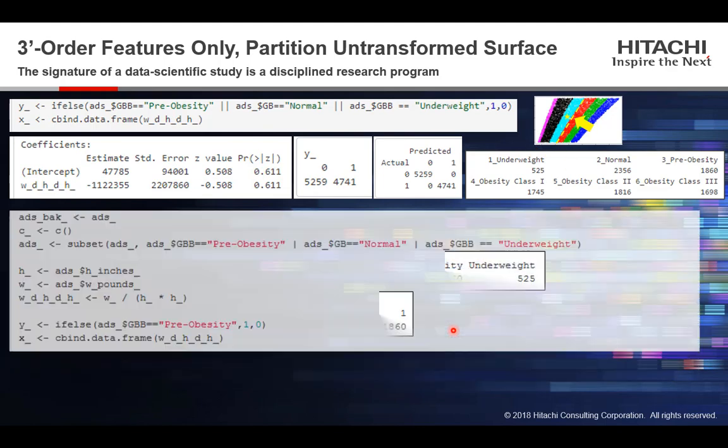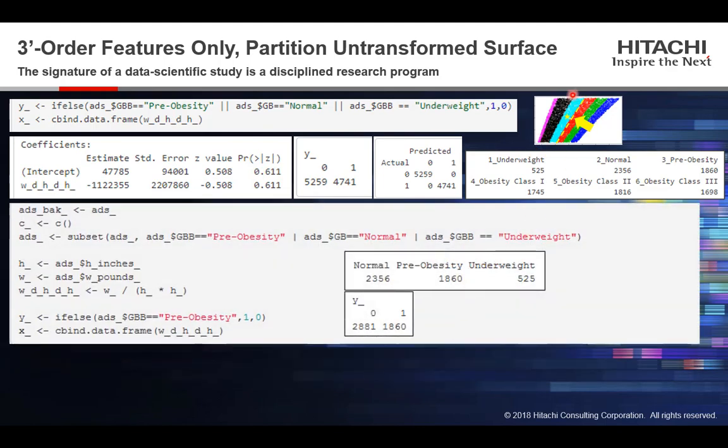Fantastic. Let's keep going. So I've got the left half, I've got this boundary drawn, so I've got to take a subset of my data set. My analytic data set is going to be only the left-hand side now, the pre-obese, normal, and underweight. I've got to scale everything because I'm throwing the right-hand side away, so I've got to do some work here and get that done. And then I'm going to mark up my Y to be only the pre-obese, which is the blue sliver of the left-hand side only.